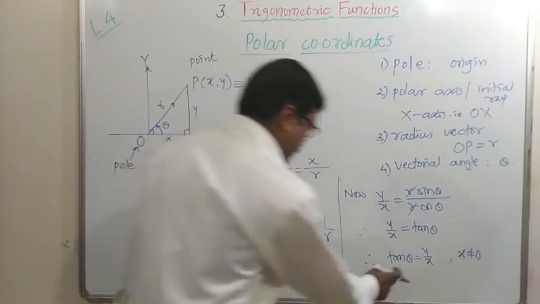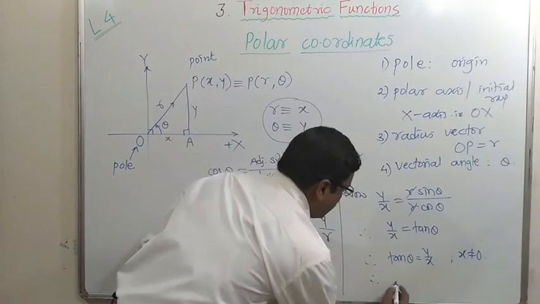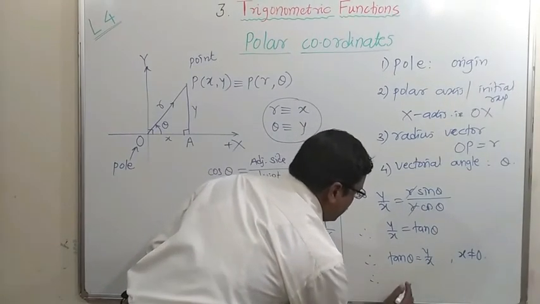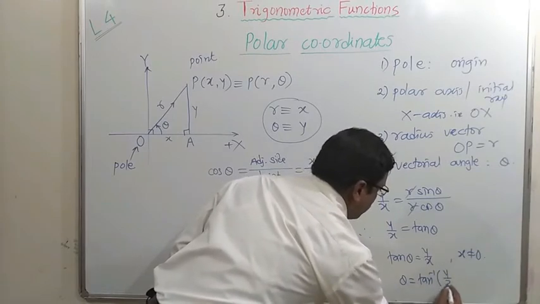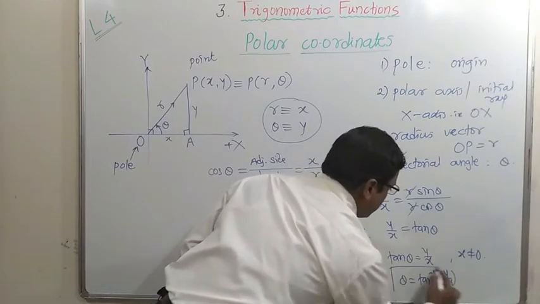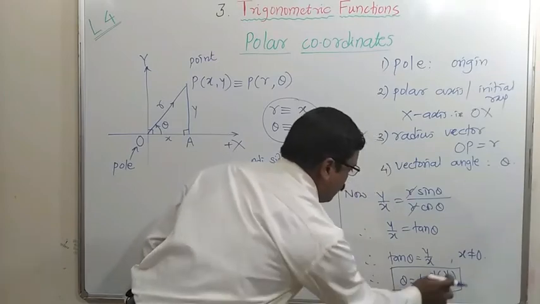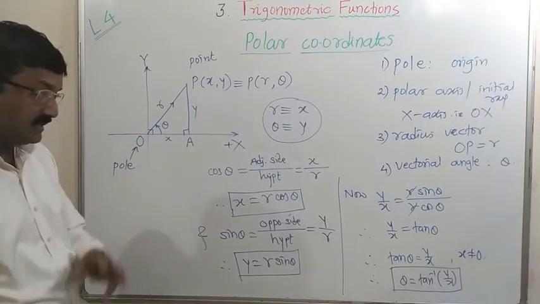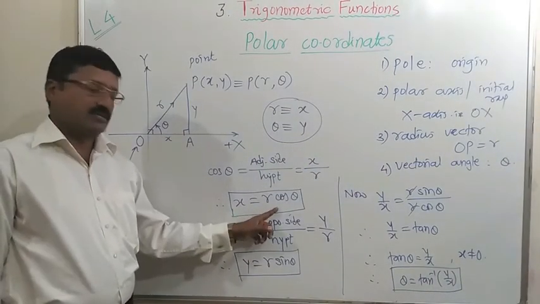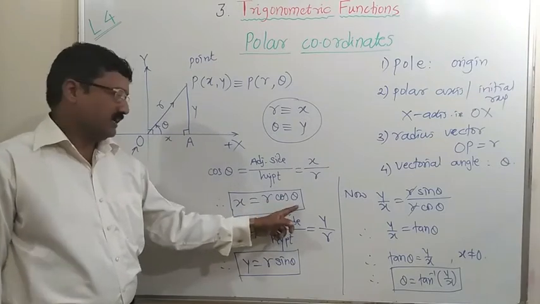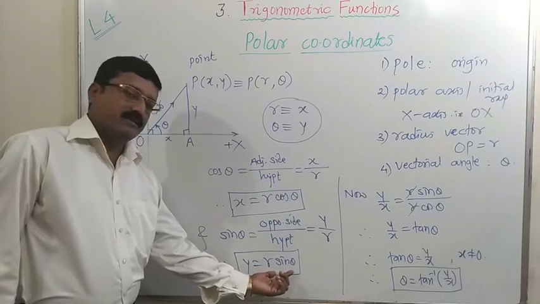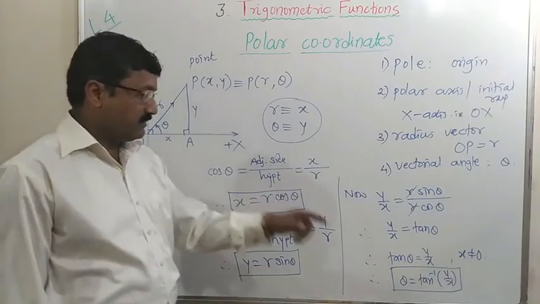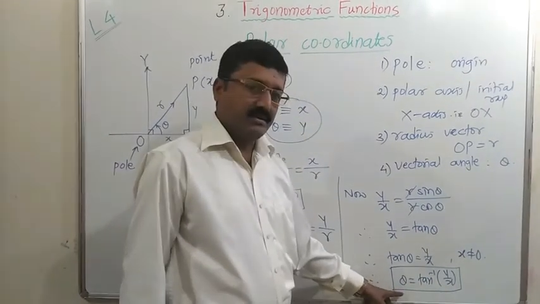Then we get here tan theta equal to y upon x. But what is theta? Obviously from this we can write theta is equal to tan inverse of y upon x. Okay. So this is the relation between theta, y and x. So we have here three relations. One is x equal to r cos theta, that is the relation between x, r and theta. Whenever r and theta are given, we can find x. Whenever r and theta are given, we can find y. And whenever y and x are given, we can find theta.